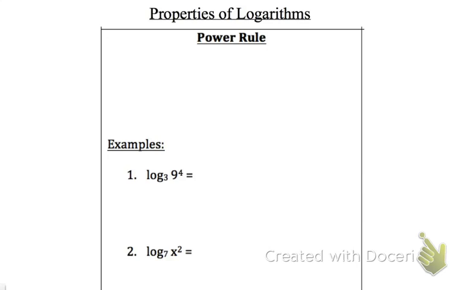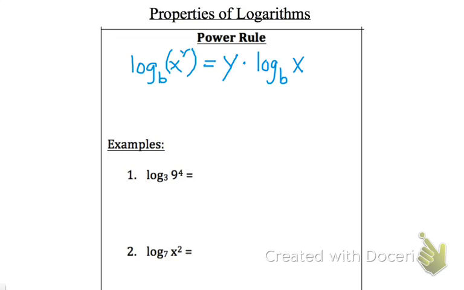The third rule is called the power rule. We've actually seen this before. If we have the log base b of x raised to the y power, so that's the x being raised to the y power, then this can be rewritten so that that exponent y actually comes to the front as a coefficient, y times the log base b of x.